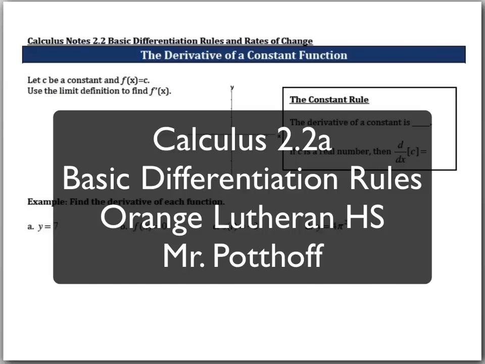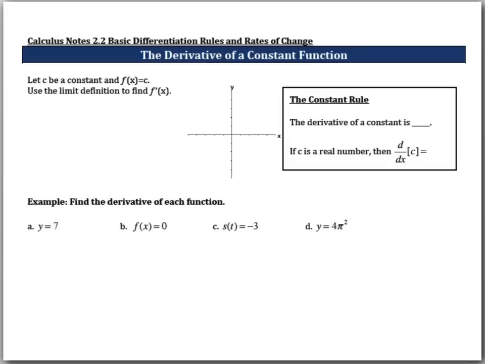Today we're talking about section 2.2, basic differentiation rules and rates of change. So all throughout today we're going to be taking that limit definition of the derivative that we learned last section, and we're going to apply it to a couple situations to come up with some basic rules that are going to make our life easier. So just bear with me as we discover some of these rules, and then we're going to learn how to apply them. So the first one we want to look at is the derivative of a constant function.